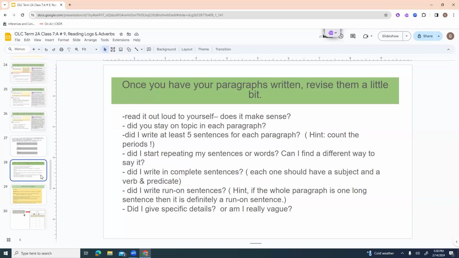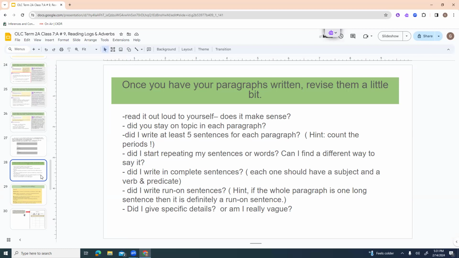Did I write in complete sentences? Remember that a simple sentence should have a subject, a verb, and a predicate, and it makes sense. It's a complete thought. Did I write run-on sentences? This is really common. I do it myself all the time if I'm not paying attention. I think the way we message each other on Facebook and Messenger these days lends itself to we tend to just put a comma between our sentences instead of remembering to use a period. And so it becomes a thing when we start doing more formal writing, like for school. If you read your paragraph and the whole paragraph is one long sentence with like 5 or 6 different ideas, it is definitely a run-on sentence. Go through and put a period at the end of each new idea.